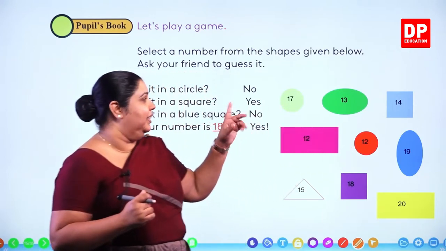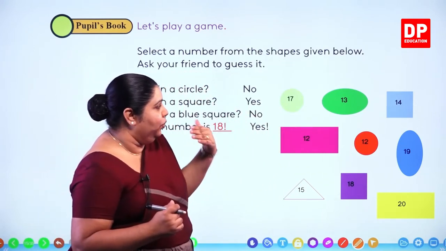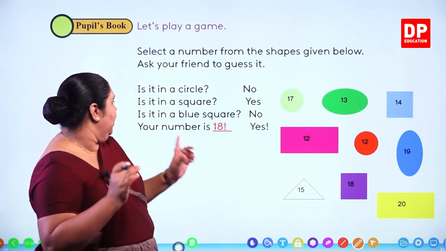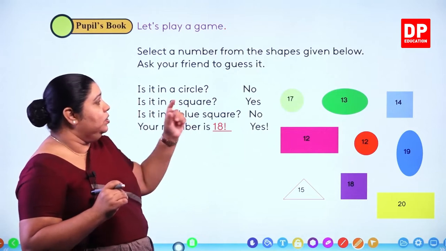We have two circles, two squares, two rectangles, two oval shapes. Okay? So now it says, is it in a blue square?